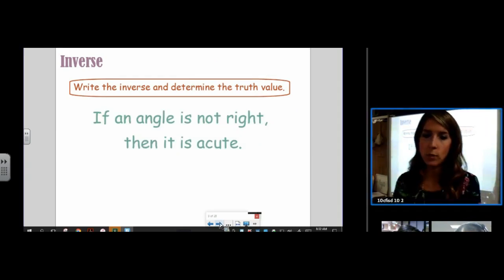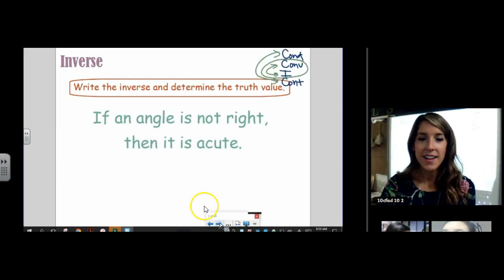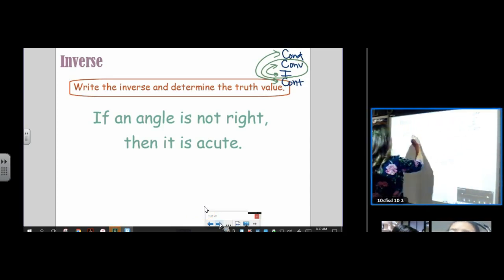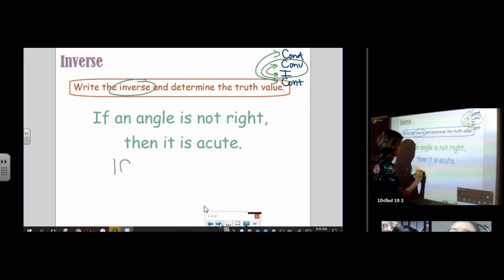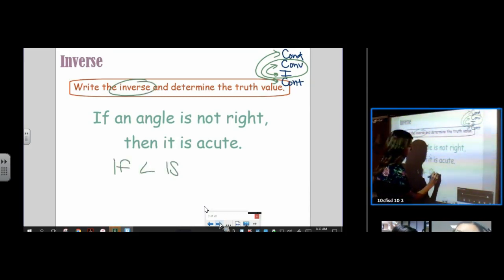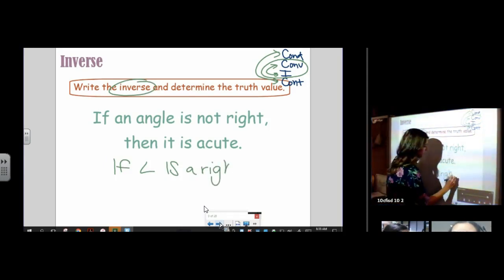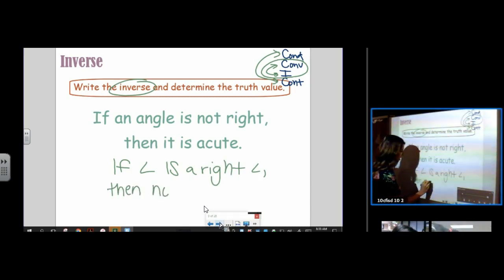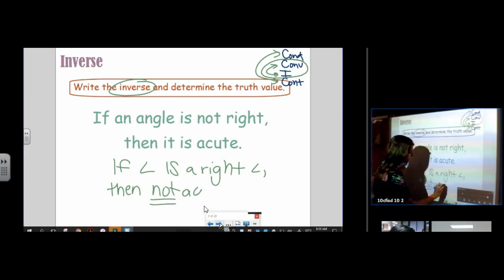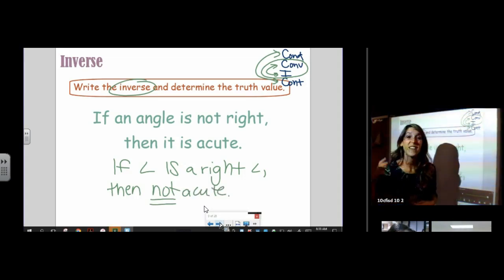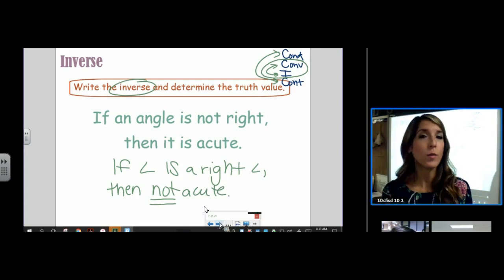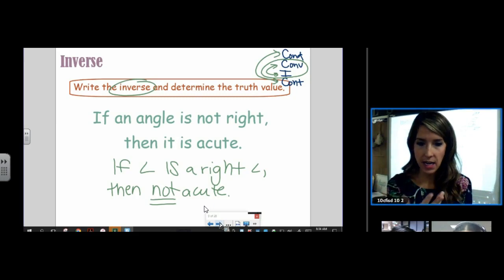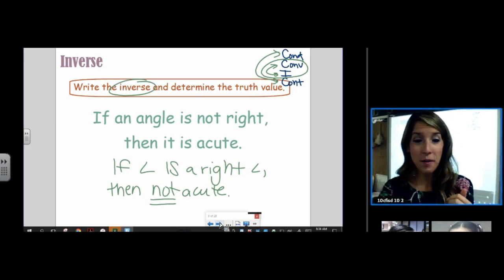All right, try this one. Write down the inverse in your notes. This one's a little bit trickier because it has the word not in it. So our inverse is if an angle is a right angle, then it is not acute. If it is a right angle, then it's not acute. We don't type not. The nots cancel, the double negative, and it becomes an is. Good. So true or false?